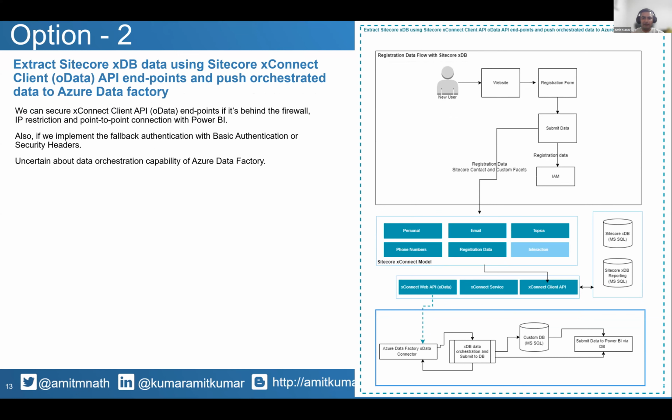Second option is that you can directly send data from your xConnect OData API connector to your xDB data orchestration, whatever data you have received from the Azure Data Factory, and that also you can push to a custom database for future use, or you can directly push to the Power BI API also. So there is a restriction with the Power BI API because within 10 minutes you can make 300 calls only, concurrent calls.